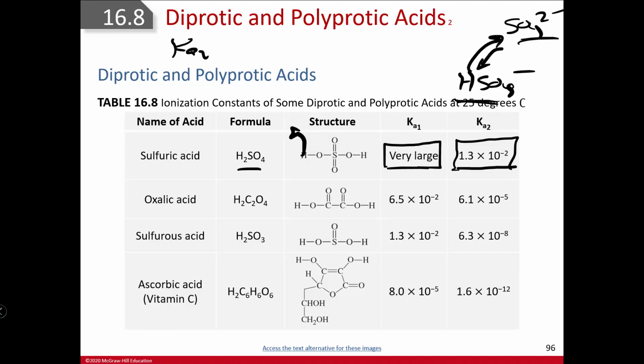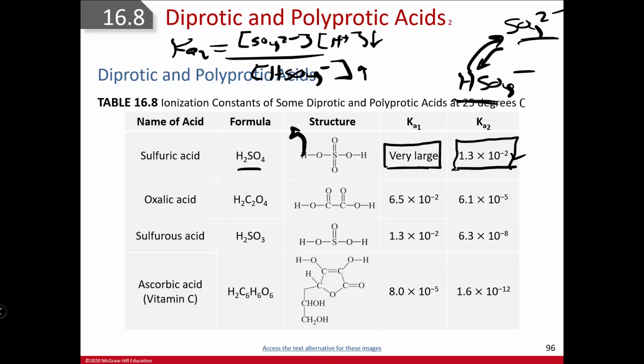So Ka2 would be the concentration of the sulfate ion times the concentration of the hydrogen ion divided by HSO4 negative. So for this number to be less than 1, the denominator has to be larger than the product of the numerator. So that tells us it mainly stays in this form and does not ionize to hydrogen ion and sulfate ion.